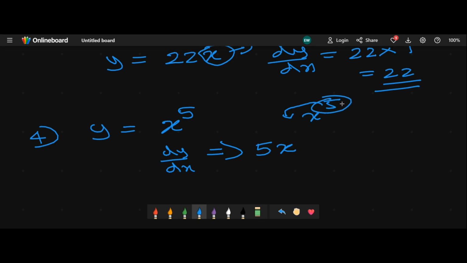Then subtract 1 from the power. It means 5 minus 1. So it is equal to 5x to the power of 5 minus 1, which is 4. So 5x to the power 4. This is the answer.